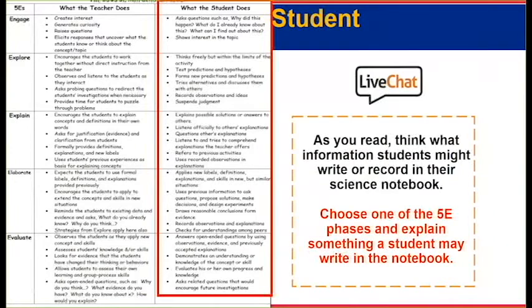So as I go through the engage, what from the engage could they actually enter into a notebook? So think through each stage, and then choose one stage and report in the chat box what's something a student can really put into a notebook for that stage. So as you read, think of one of these phases and what's something a student can put into their notebook.